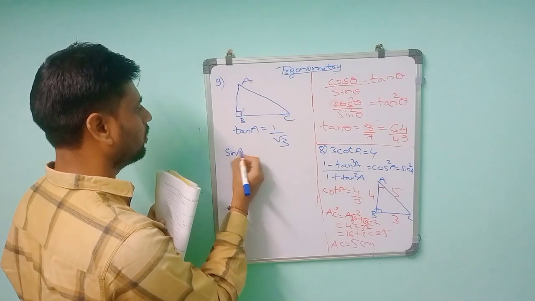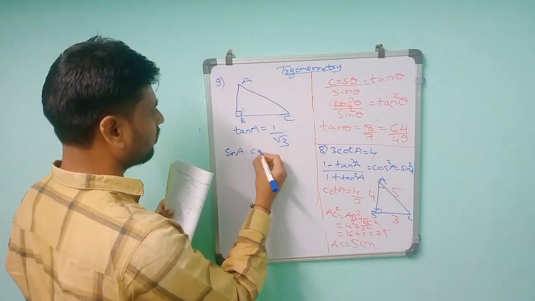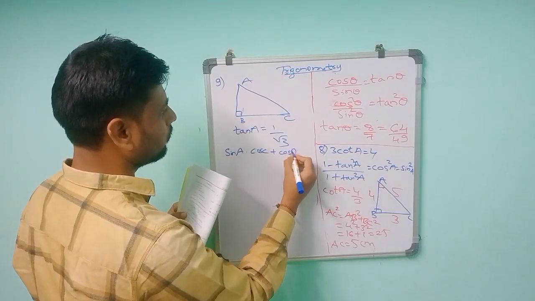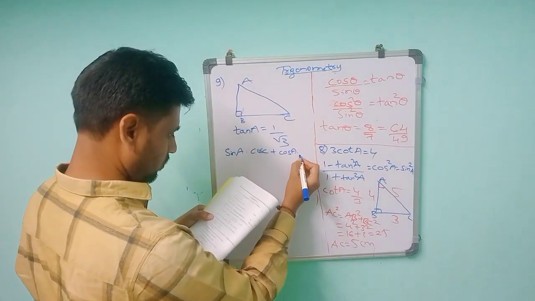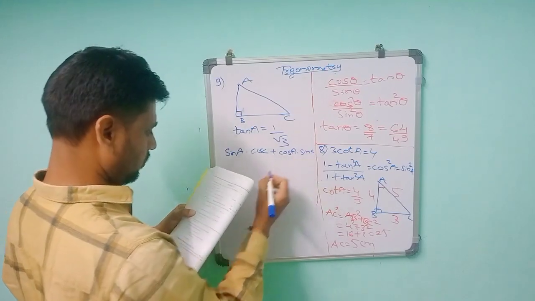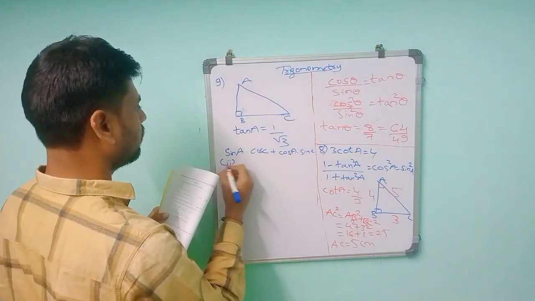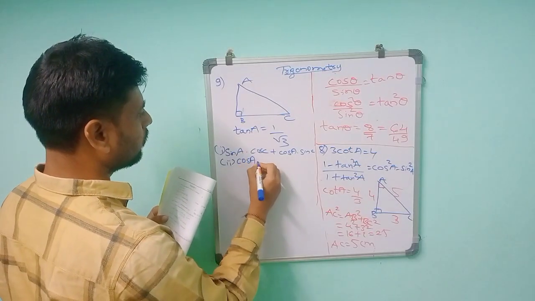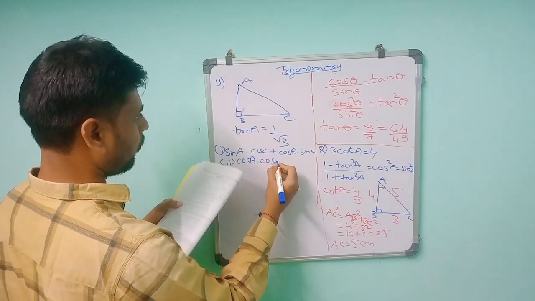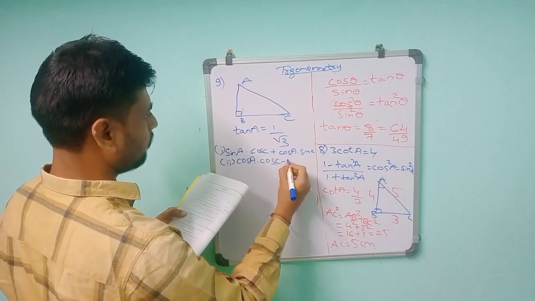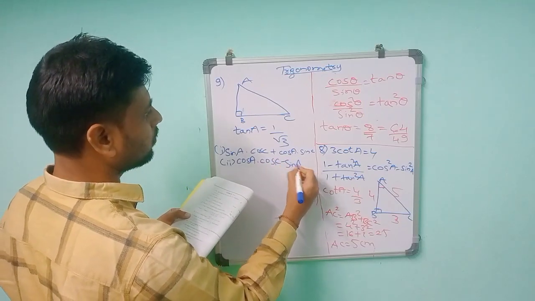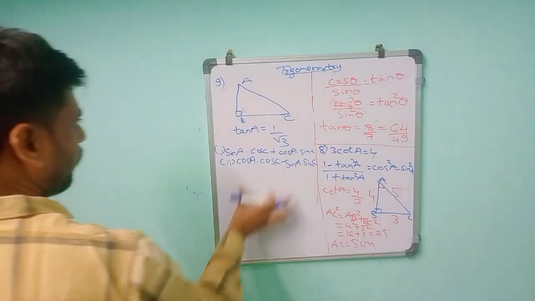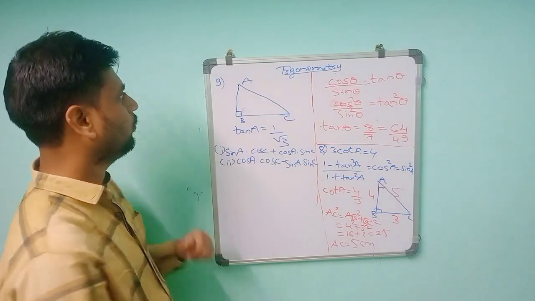Sin A into cos C plus cos A into sin C, in the second one, cos A into cos C minus sin A into sin C. So you have to find out this value. So first you know tan A. So tan A means this one.